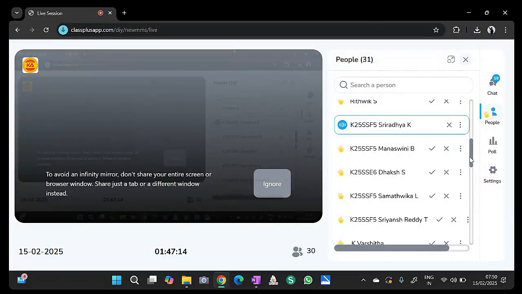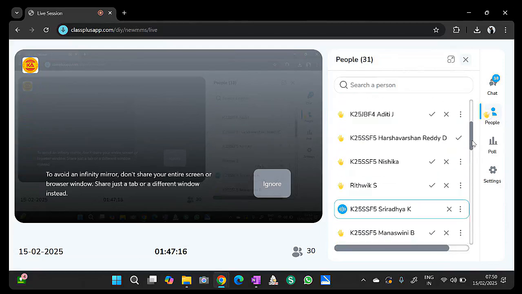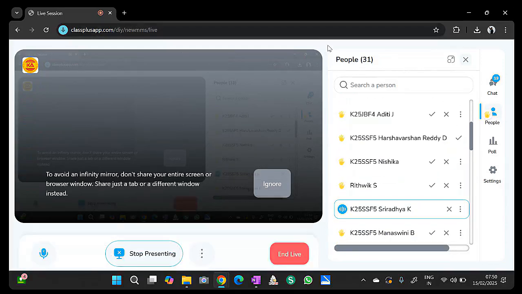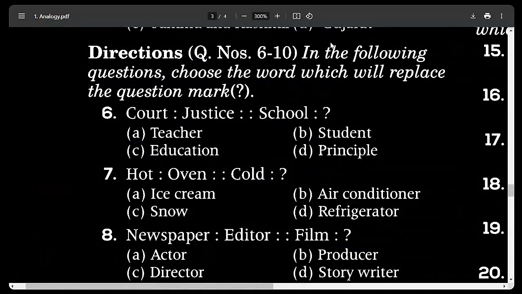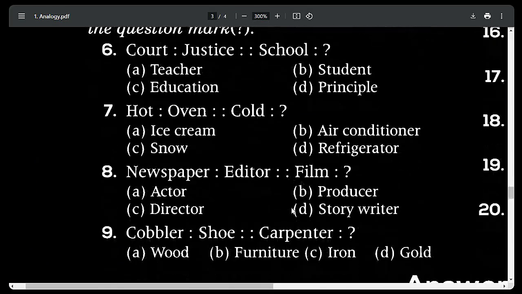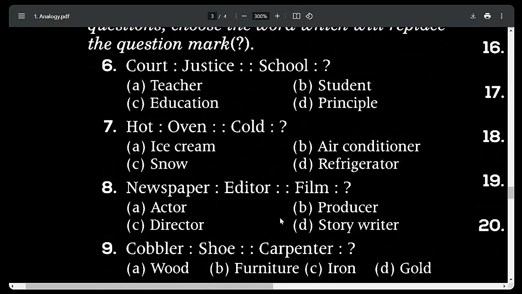No, it's okay. You can talk now. Shiradia, you're audible to me. Speak loudly. Sir, newspaper, editor. Film, director. Yes. The final copy of the newspaper is prepared by the editor, and for the film, everything he will manage. That is the director. Correct answer.